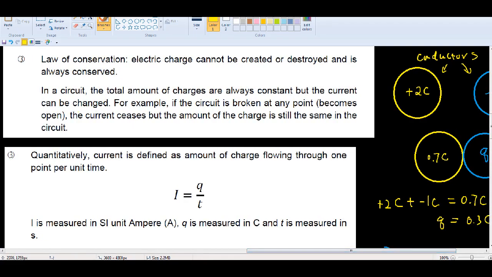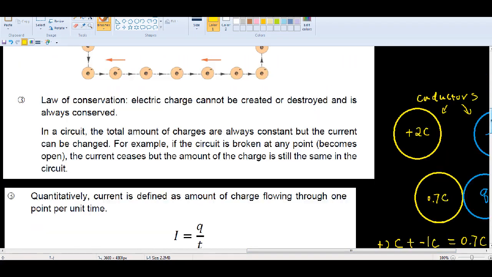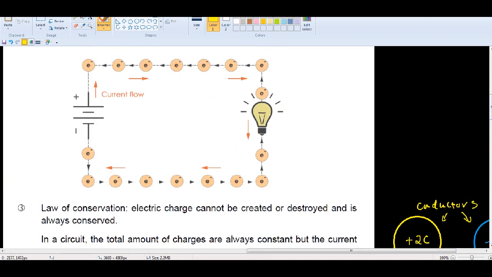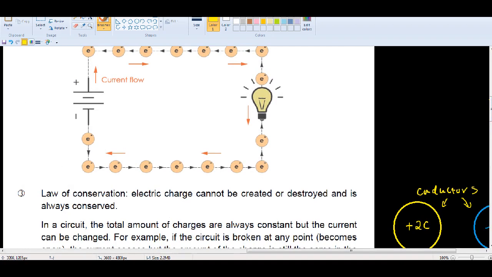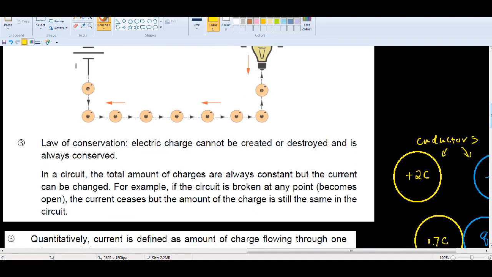All right. In the circuit, the total amount of charge is always constant. That means in the circuit you have lots of electrons, for example, lots of electron carriers, and each electron carries 1.6 times 10 to the power minus 19 coulomb, right? So there is a total amount of charge in the circuit, and this amount of charge won't change.